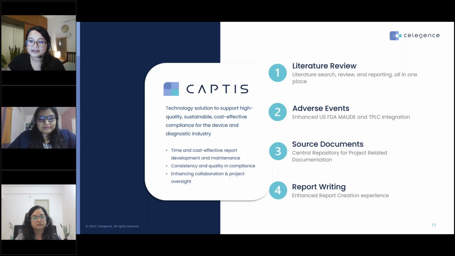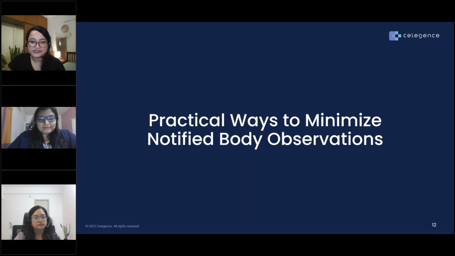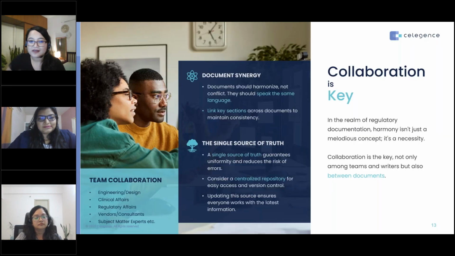Now, let's talk about practical ways to address these observations. First up, we have collaboration. Now, as you know, in the realm of regulatory documentation, harmony isn't just a concept, it's a necessity. And collaboration is the key, not only between your teams, but also between your documents.